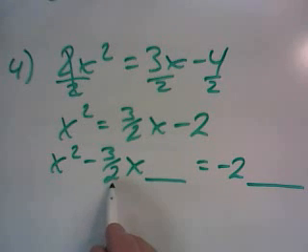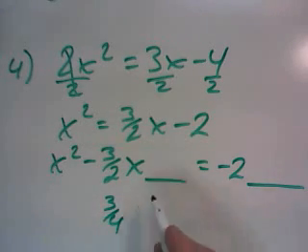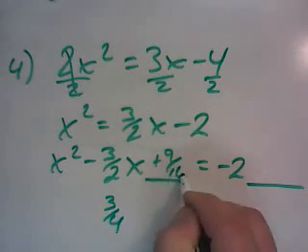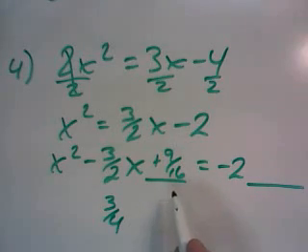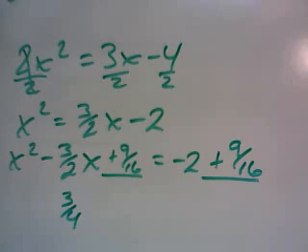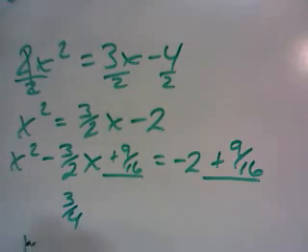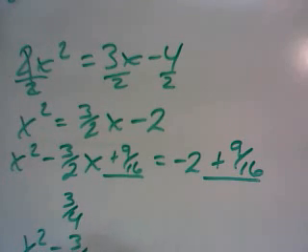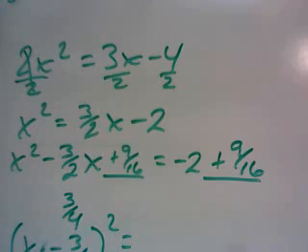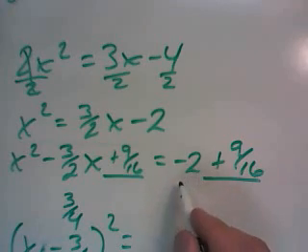I'm going to start by taking half of 3 halves, which is 3/4, and squaring that. Well, 3/4 squared is 9/16. So I'm going to add 9/16 to this side, and I'm going to add 9/16 to this side. So this side is now a perfect square. I can write it as x minus 3/4 squared equals, and now I have to add the negative 2 plus the 9/16.